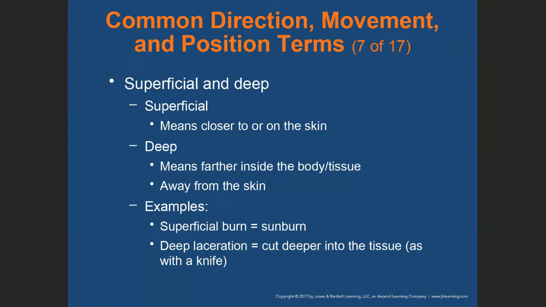Superficial and deep. Superficial means closer to or on the skin. Deep means farther inside the body tissue, away from the skin. Example: superficial burn is a sunburn, so that means only the top layer of the skin is affected. Deep laceration: cut deeper into the tissues as with a knife, so it goes through the top layer and the bottom layer, can also go down to the bone. It means it's deep inside the soft tissue.